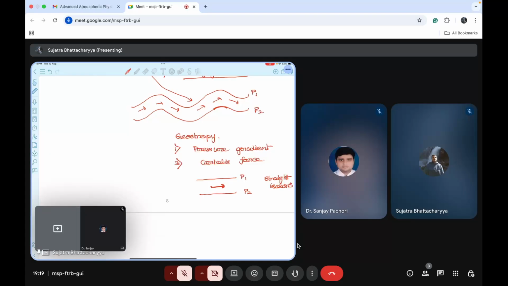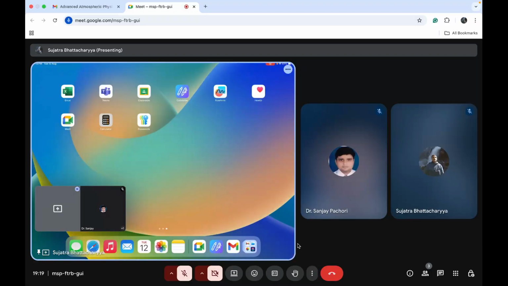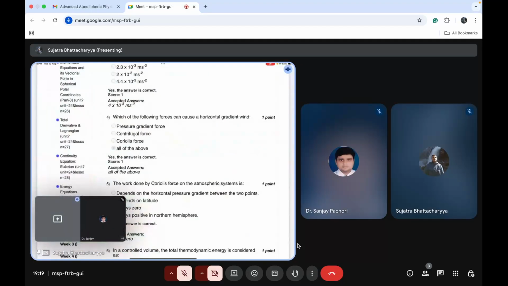That's all. Let us say that P1 is less than P2, so the pressure gradient will be here and Coriolis will be there, and this is the pressure gradient. That's all. This is what you call the geostrophic wind. Now if you go into the question, which can cause the horizontal gradient wind? You have pressure gradient, centrifugal, and Coriolis, both.